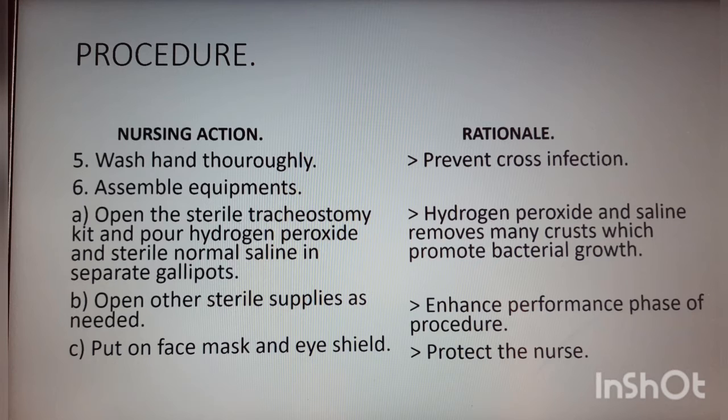Open other sterile supplies as needed, including sterile applicator, suction kit and tracheostomy care kit or dressing kit. It enhances the performance phase of the procedure. Next, put on a face mask and eye shield in order to protect the nurse.